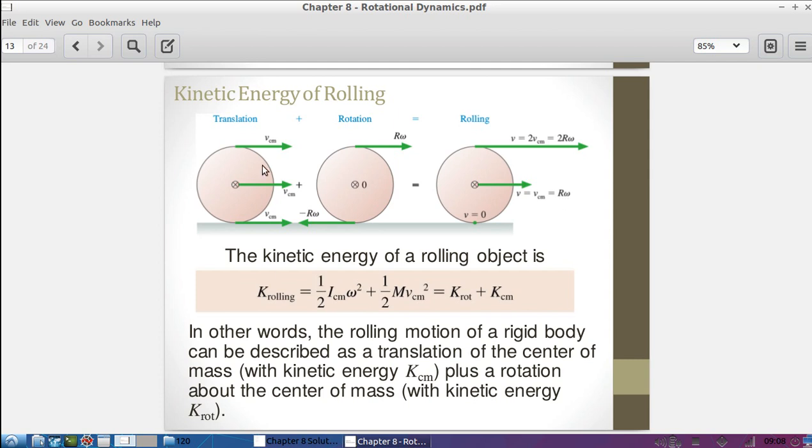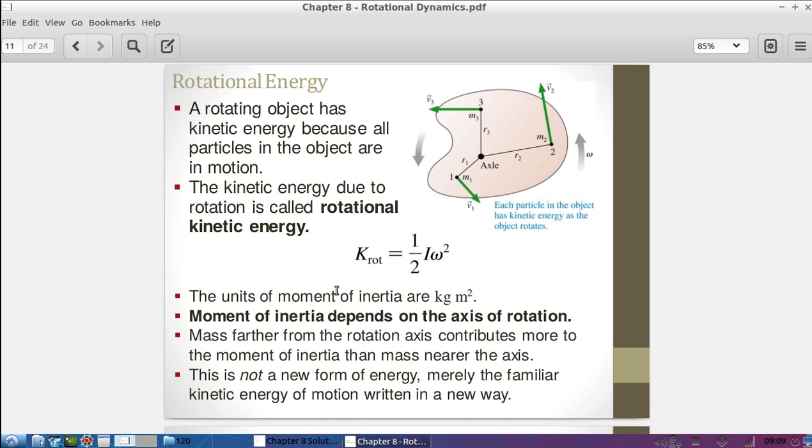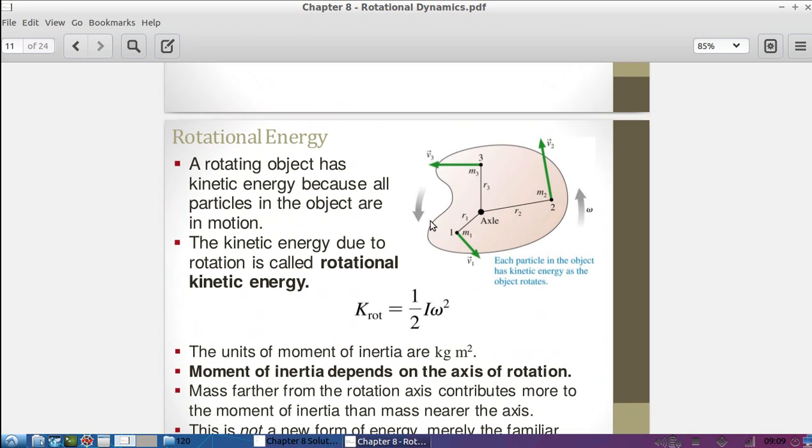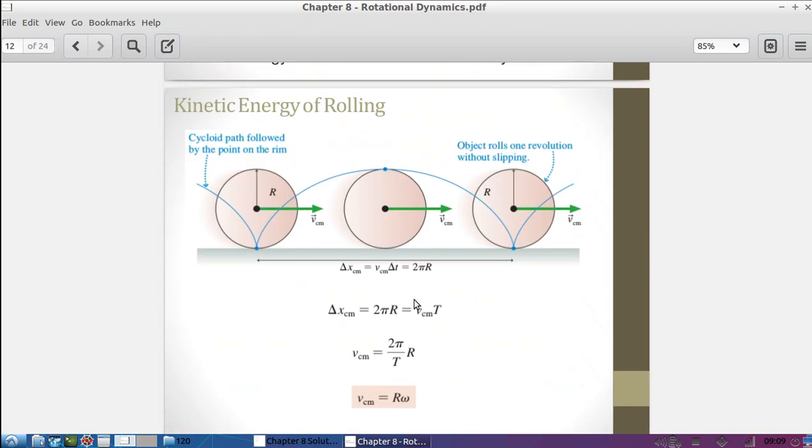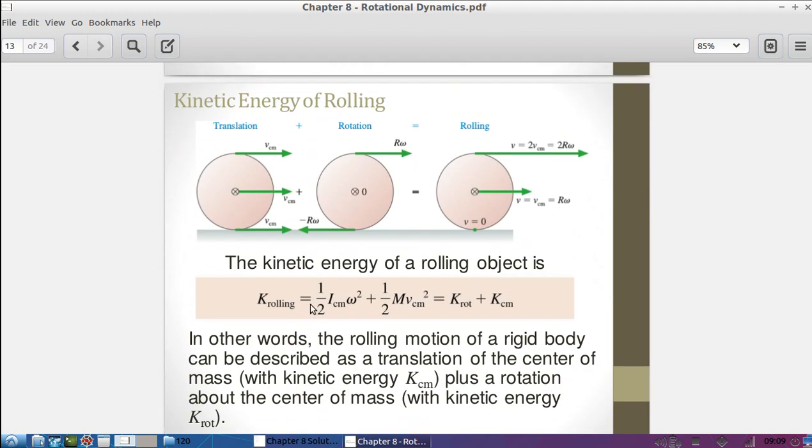So if you have a ball or a disk rolling, it's got 1/2 mv squared. It's got a linear kinetic energy. It's got a translational kinetic energy, and it's got a rotational kinetic energy, right? So before, when we were just rotating an object like this, its axis was stationary. It only had rotational kinetic energy. So we're going to deal with an object that is rolling. So it's got a translational kinetic energy and a rotational kinetic energy.